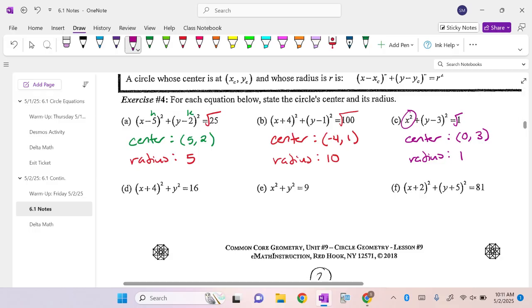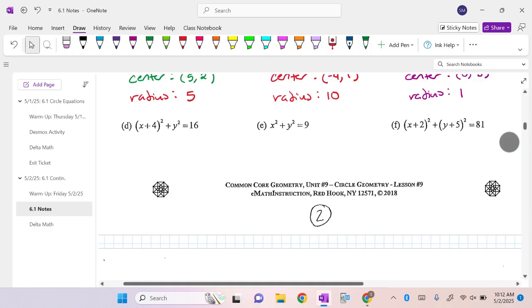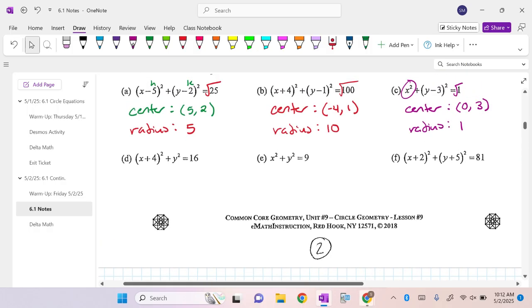All right. You guys feel pretty good about being able to find the equation of the circle and the center and radius and vice versa? All right. So that's all the notes that we're doing for today. Now, there is a new Delta Math that we do have.